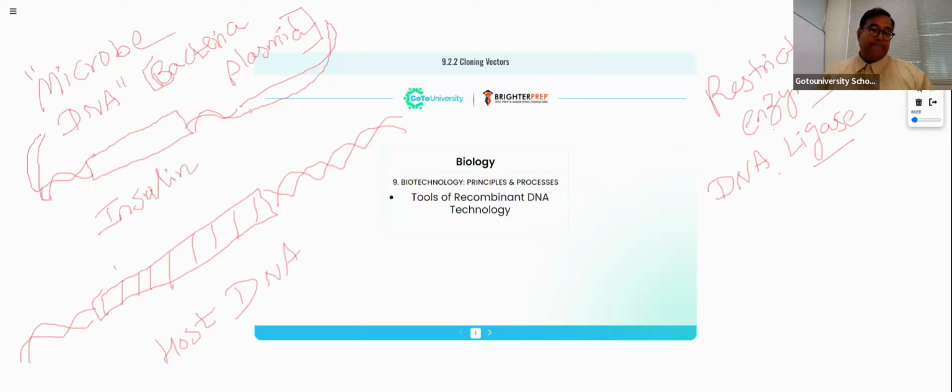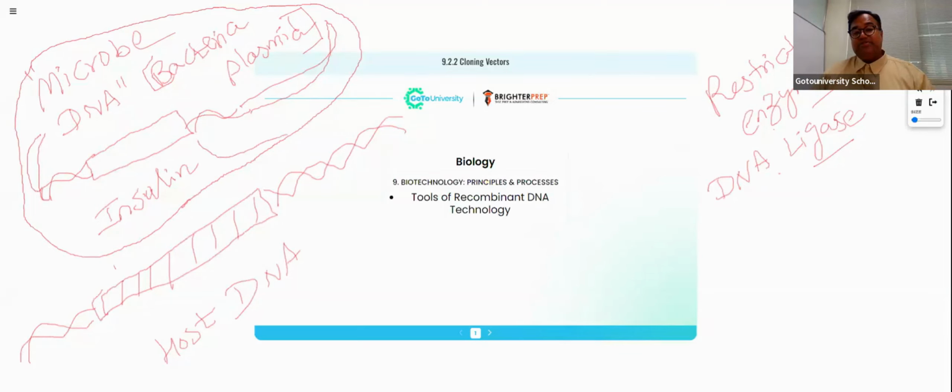This is one way of the cloning process. The second way of the cloning process is that this entire bacterial DNA with the foreign gene I introduce into the bacteria. If the bacteria multiplies, the plasmid also multiplies. If the plasmid multiplies, the insulin gene also multiplies. After the insulin DNA multiplication, what is exactly happening?